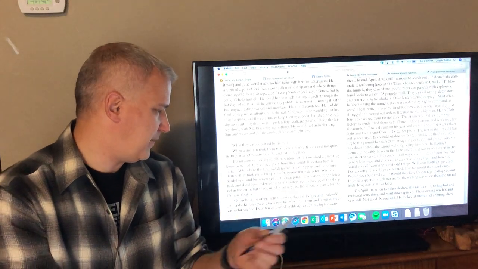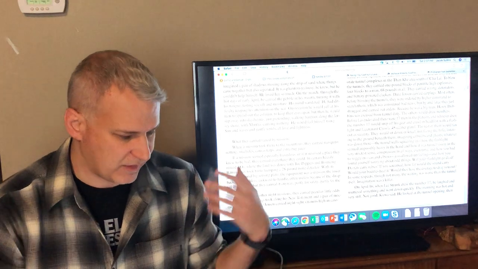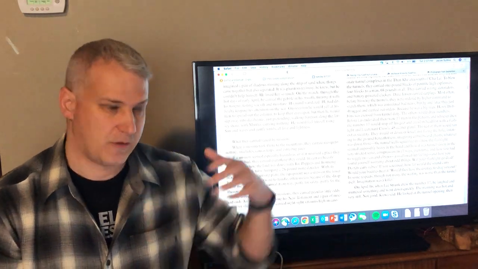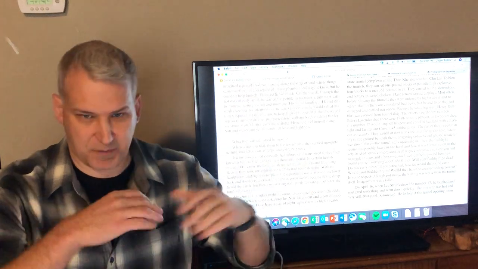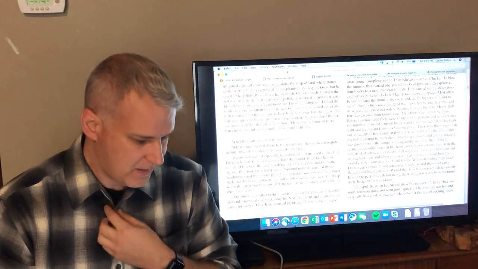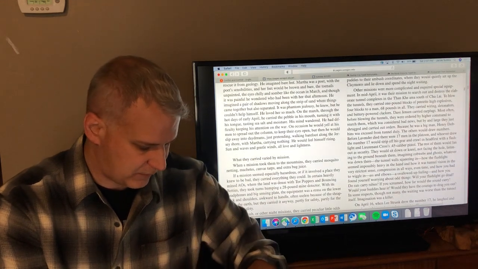What they carried varied by mission. When a mission took them to the mountains, they carried mosquito netting, machetes, canvas tarps, extra bug juice. And so you go from these sort of daydreams and imaginings that he's thinking of back to the reality of the war and the concrete stuff that they have to carry, the actual physical stuff they have to carry.